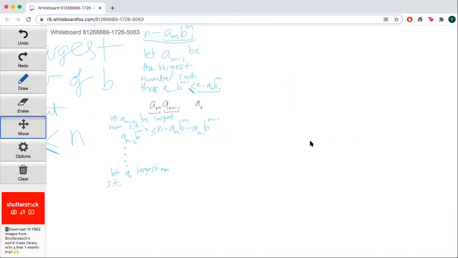and can people guess what's going to happen here? a_0 is less than or equal to n minus a_m b to the m minus a_{m-1} b to the m minus 1 minus dot, dot, dot, all the way up until minus a_2 b squared minus a_1 b. Yeah. Okay. So, yay.